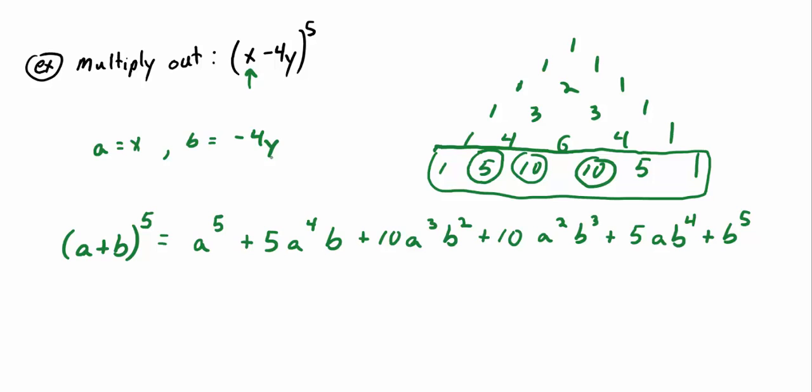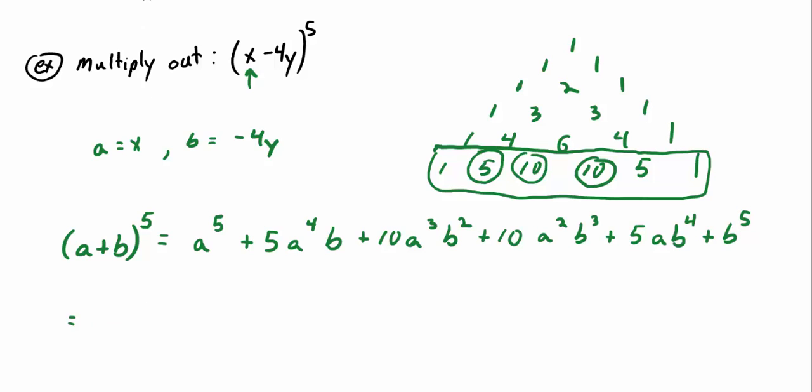When the exponent on the b is even, you'll get a positive term. When the exponent on the b is odd, you'll get a negative term. And that's something to keep in mind, because if you put a negative in the wrong place, you'll notice. So the a to the 5th is really just going to be x to the 5th. x is a.